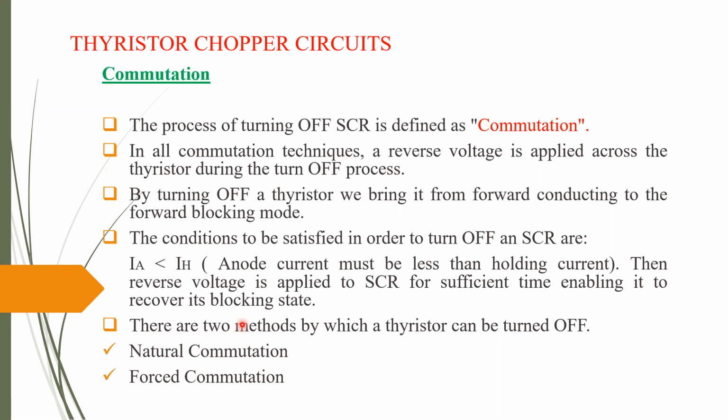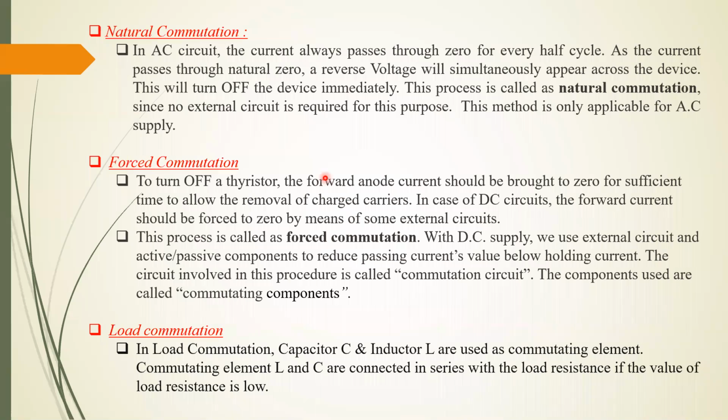So let us discuss what natural commutation is. In an AC circuit, the current always passes through zero every half cycle. As the AC current passes through natural zero, a reverse voltage simultaneously appears across the device. This will turn off the device immediately. This process is called natural commutation, since no external circuit is required for this purpose. This method is only applicable for the AC supply.